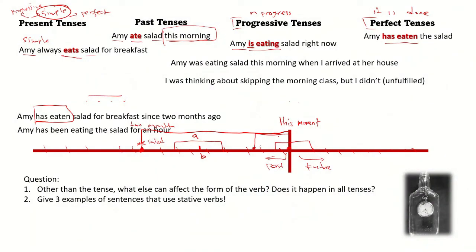So what's the difference between progressive tense? In progressive tense, we talk about something that is still in progress at this moment. So the time emphasis is at this moment. But when you say Amy has been eating the salad for an hour, you do not talk about the progress at this moment, you talk about the duration. You want to emphasize the duration.